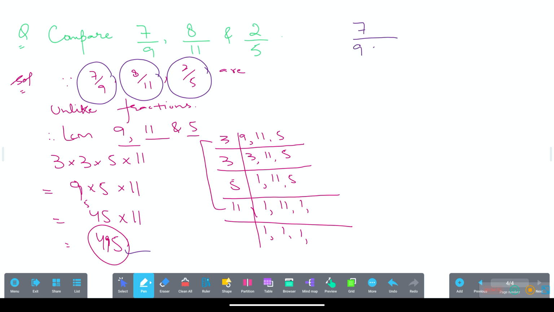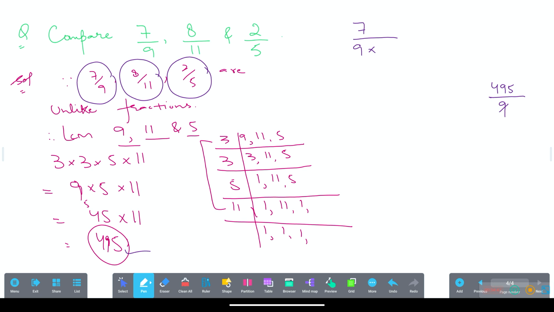What should I multiply 9 by so that it will become equal to 495? Now how to do it? Have a look. You will write 495 and divide it by 9. Whatever the answer comes, that number we have to multiply to 9.